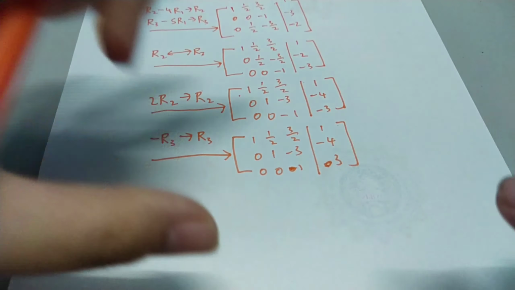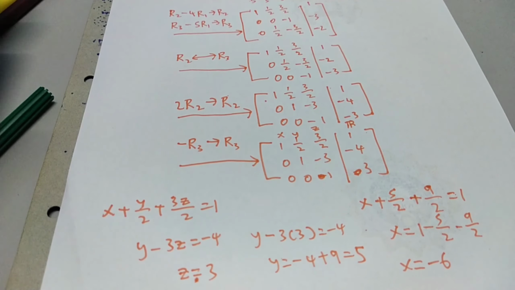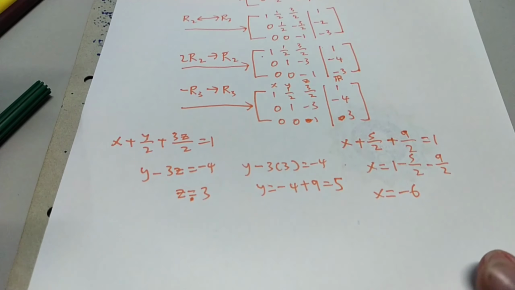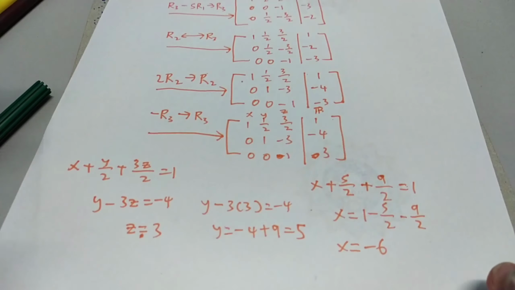So this is how simple the Gaussian elimination is. But the hardest and longest part is to transform the augmented matrix into the row echelon form, if possible, using elementary row operations. So this process is quite long, but it's worth trying. So our final solution is x is equal to -6, y is equal to 5, and z is equal to 3. So this is how you solve a system of linear equations using Gaussian elimination.